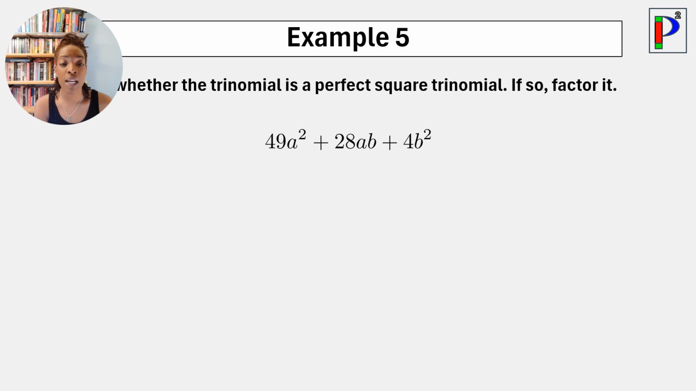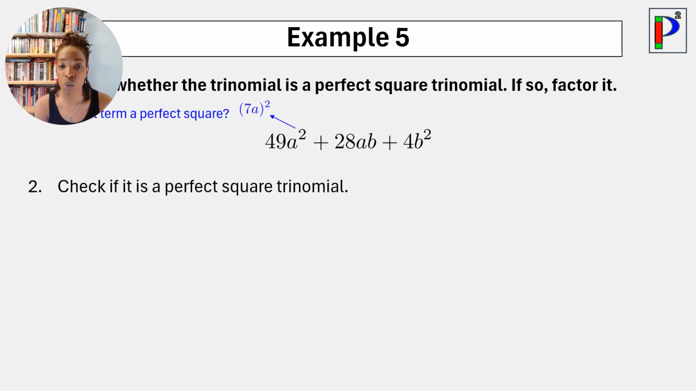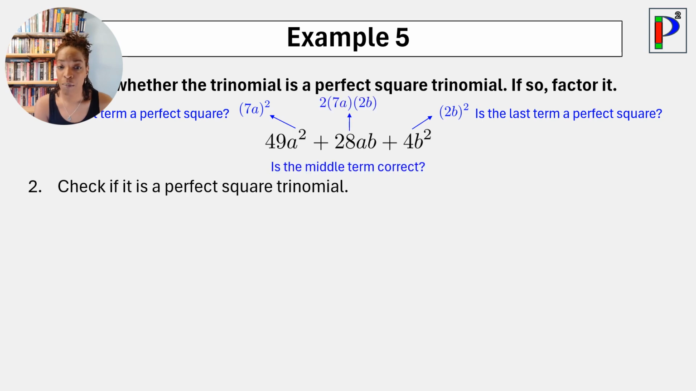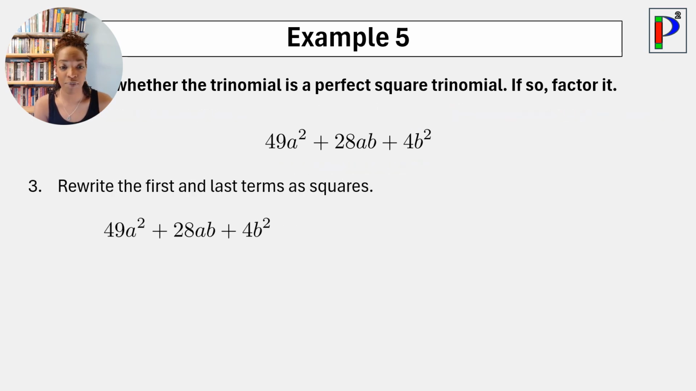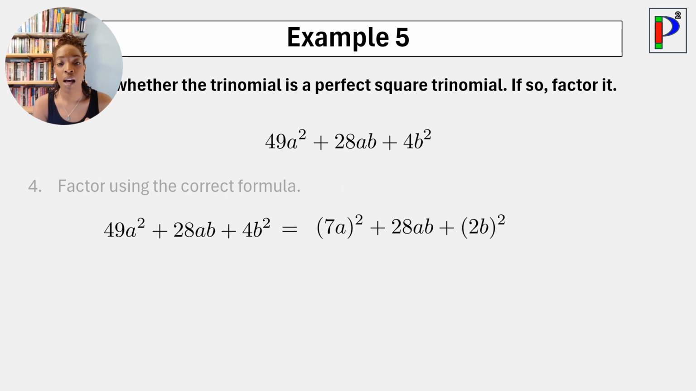Okie dokie, 49a squared plus 28ab plus 4b squared. No GCF. My first term, perfect square. Last term, perfect square. Middle term, thumbs up. I'm just going to rewrite it. My first term is (7a) squared. My last term is (2b) squared. I'm going to make some room for my binomial, plus sign, and drop 7a and 2b in, and I'm done.